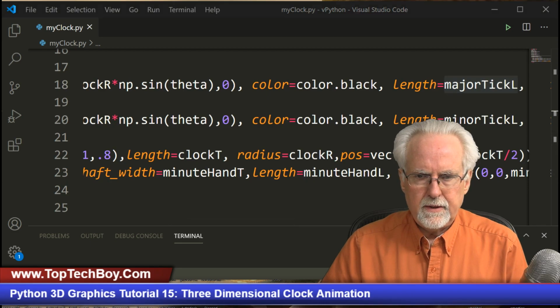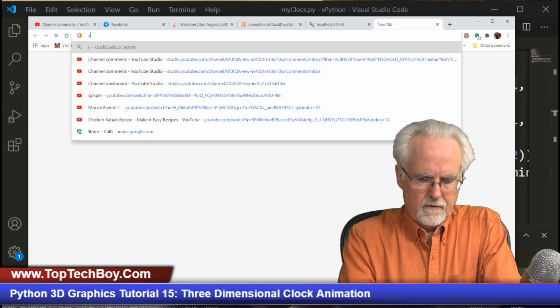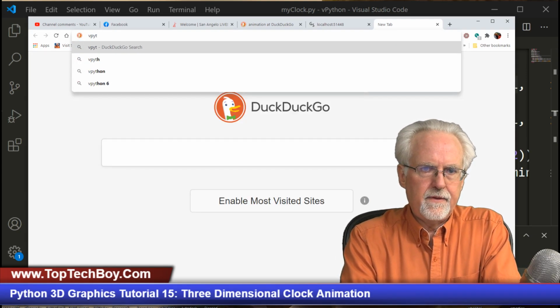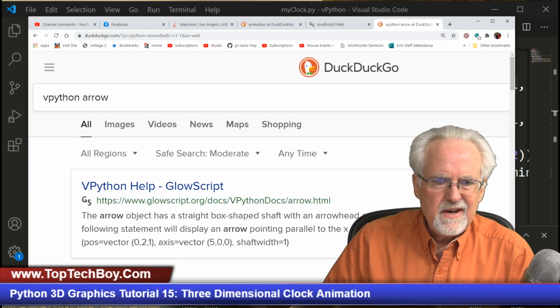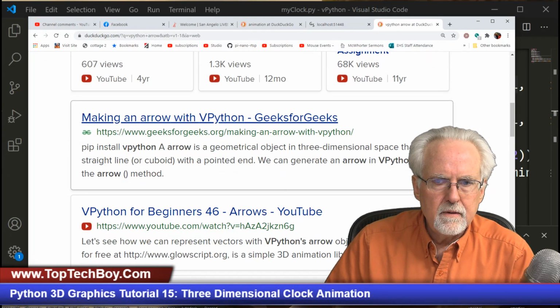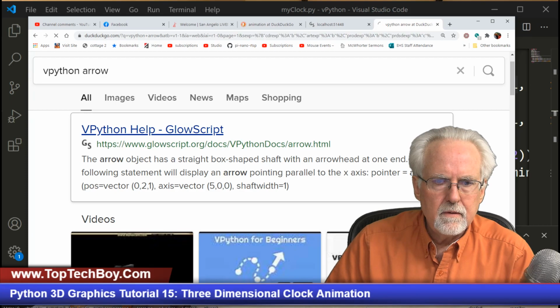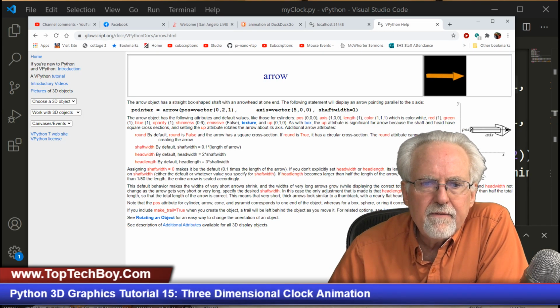Let me see if I can look that up real quick. VPython arrow. Let's see if I can get something good here. I should have known this already, you know. I'll come over here. Okay, shaft width. Look at that. Shaft width did not have the underscore.